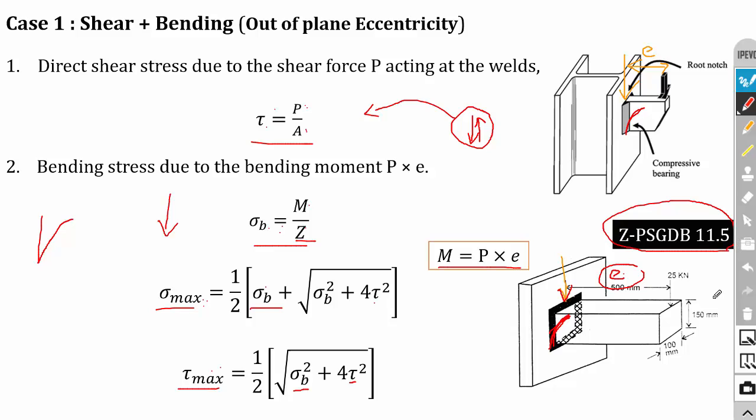So I'll tell you how to select the equation from data book page number 11.5. This is how we have to calculate the primary stress, secondary stress, finally the maximum normal stress and maximum shear stress. Okay, so this is for case 1, that is out of plane eccentricity. Remember that for case 1, the primary is shear and the secondary is bending. So it is shear plus bending. For case 1, it is shear plus bending.